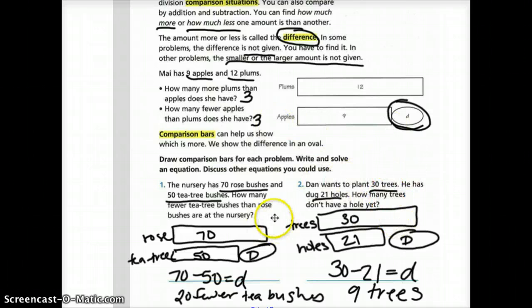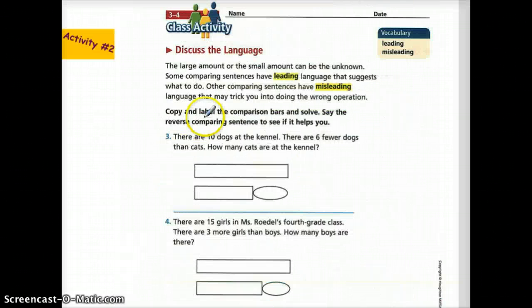Before you can get a star, you need to show all of this work. Then raise your hand and get a star to move on. Alright, let's pick up on page 132.